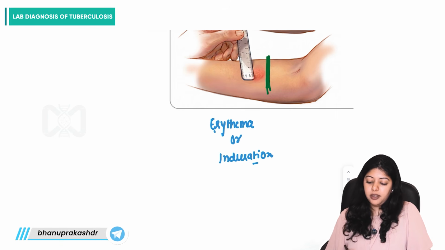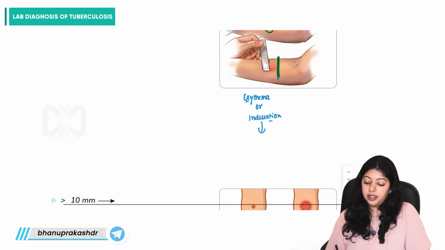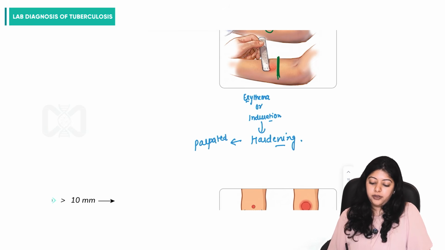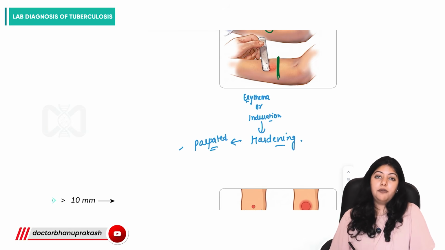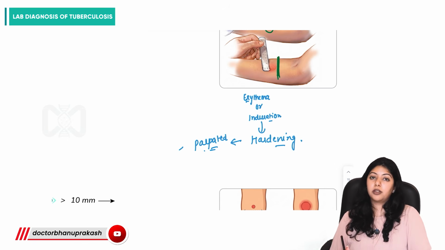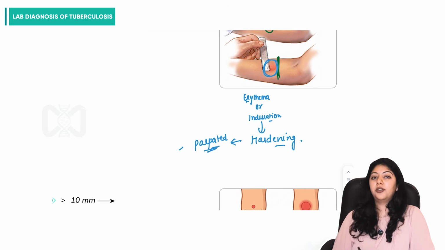So firstly, we must know what induration is. Induration is hardening. It can be very well palpated as well. And with the help of a light, we can very well see the elevation which is present above the skin surface. Induration can be palpated, and erythema would be redness around the induration.